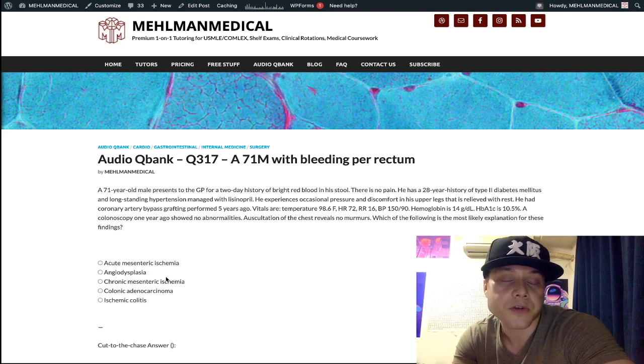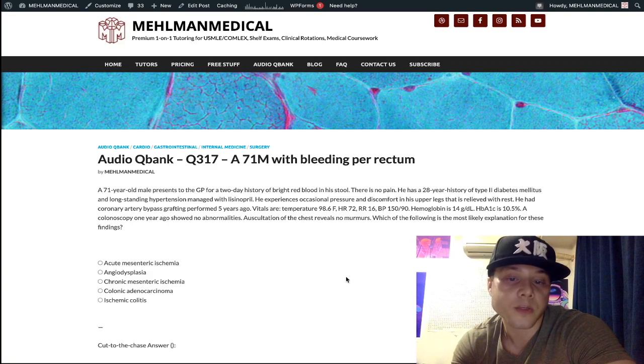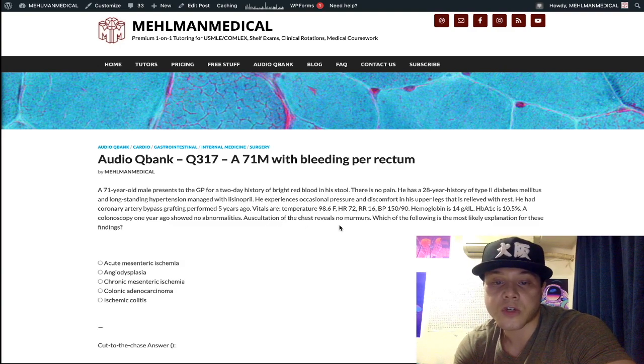Angiodysplasia, wrong answer. This is going to be painless bleeding per rectum in elderly. Third most common cause of painless bleeding after diverticular bleed and colorectal cancer. The reason it's wrong in this case, not to say it's impossible, but the reason it's not the correct answer is not only that this patient has a big cardiovascular history as we've described, but auscultation of the chest shows no murmurs. USMLE, if they give you angiodysplasia, they actually like to tell you the patient has aortic stenosis, okay?